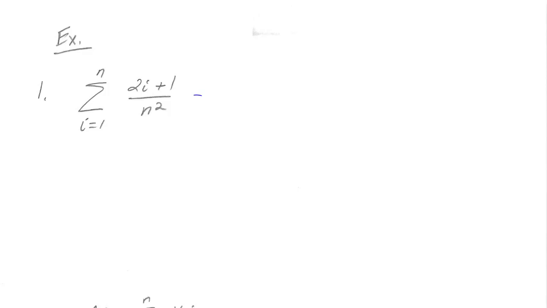All right, so what I'm going to do here is notice that n squared is really a constant, right? It's not changing. It's set. It's fixed to some value. We don't know the value right now, but it's fixed. i is the only thing that's changing. So that means the n squared can come out. I can say 1 over n squared, sum i equals 1 to n of 2i plus 1.